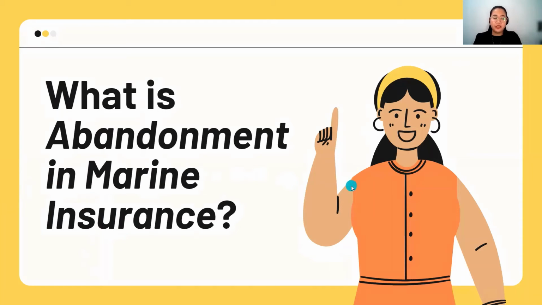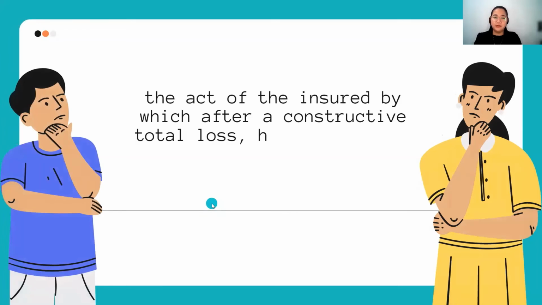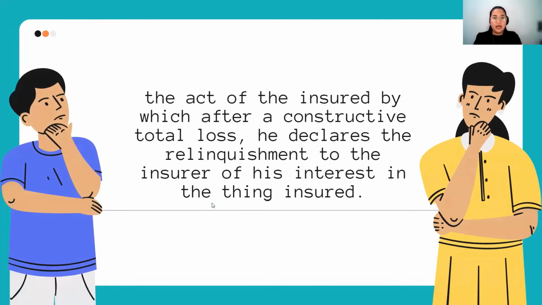Tonight, I will be reporting about abandonment in marine insurance. So first, let us discuss what is abandonment in marine insurance. Abandonment in marine insurance is defined as the act of the insured by which, after a constructive total loss, he declares the relinquishment to the insurer of his interest in the thing insured.